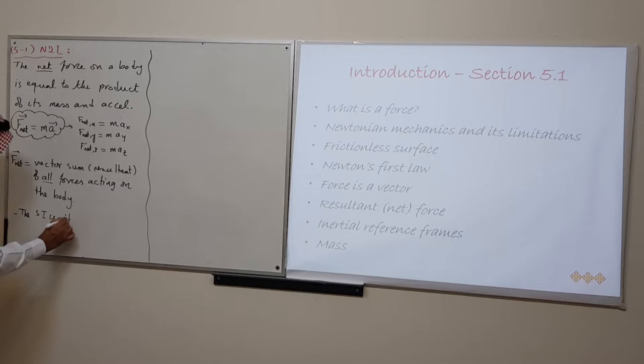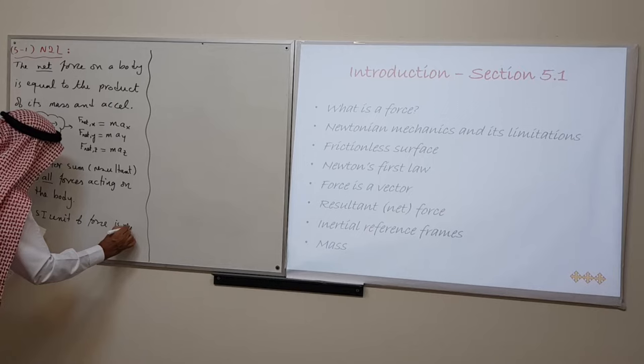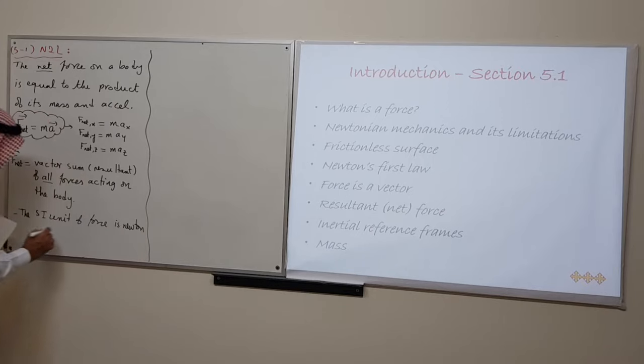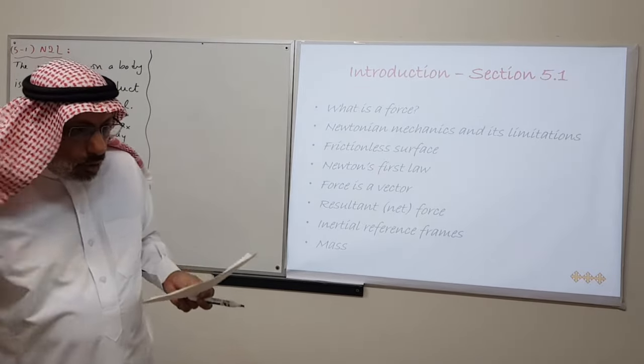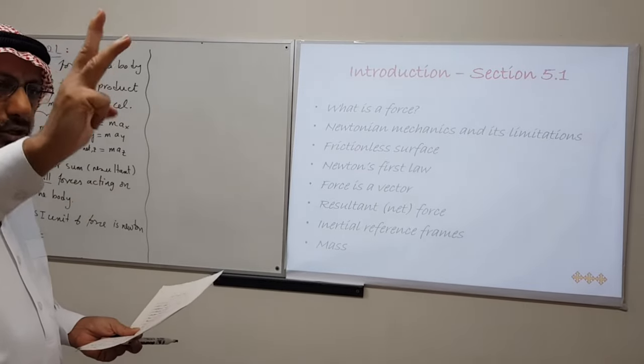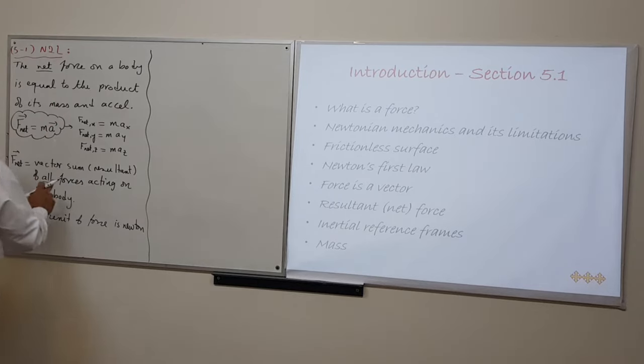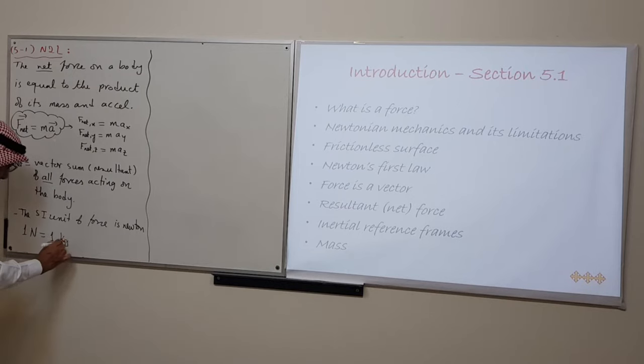The SI unit of force is the Newton, which we represent by capital N. And like we said in chapter 1, whenever we introduce a new unit, we will always relate it to the three base units, the kilogram, the meter, and the second. And you can see from this equation that 1 newton is equal to 1 kilogram meter per second squared.